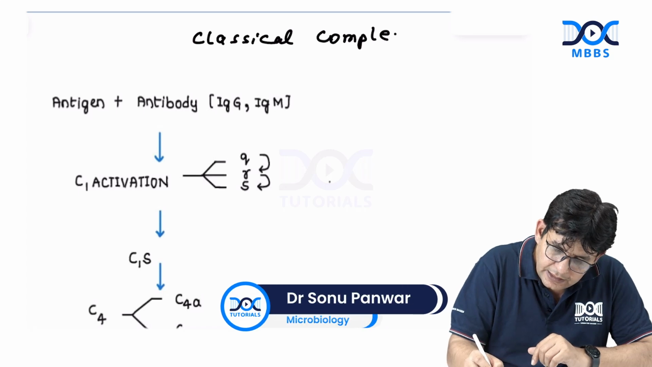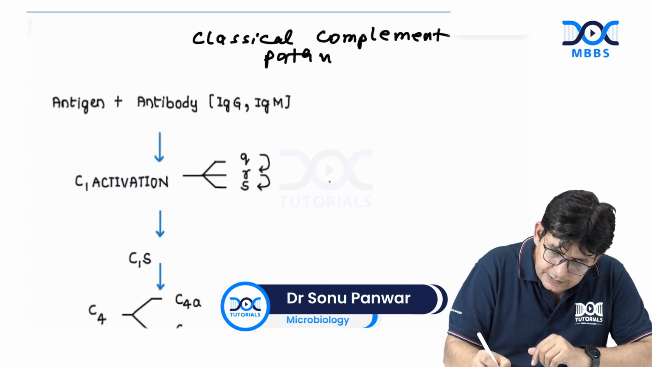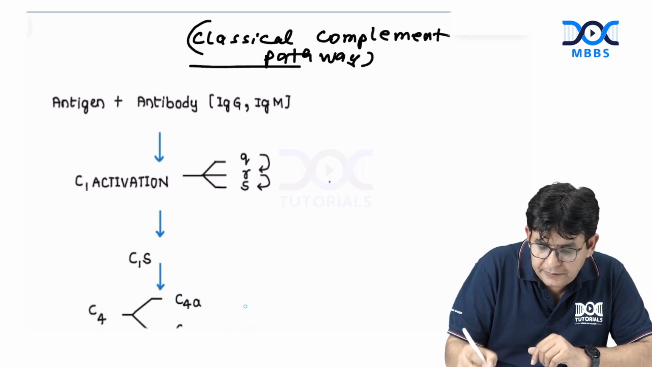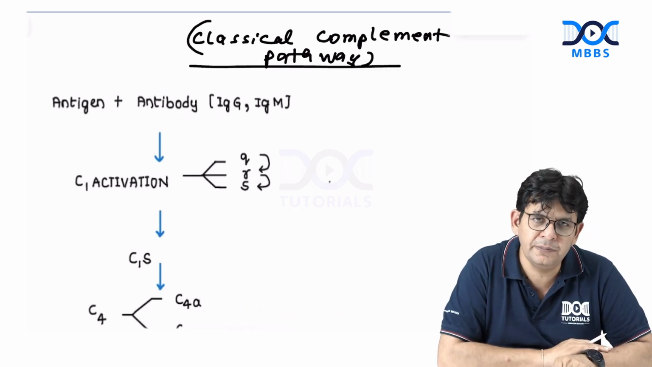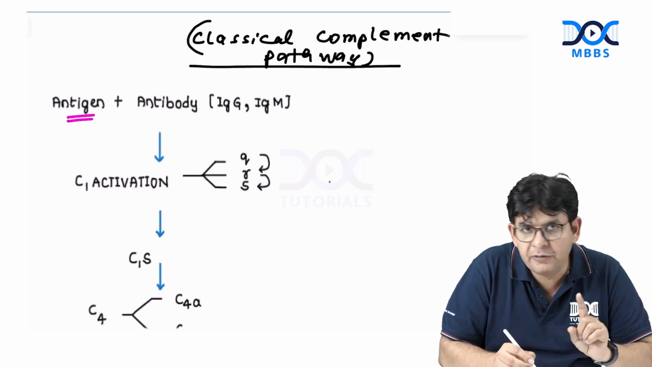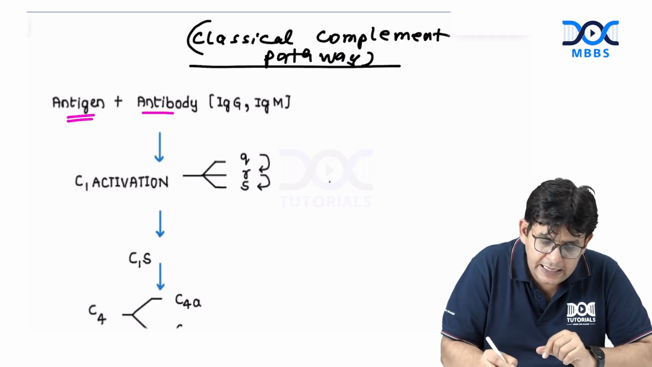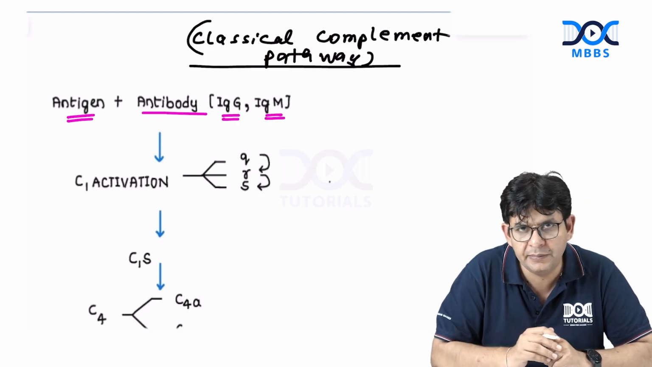The classical complement pathway. In simple language, we'll talk about what happens in the classical complement pathway. So, in the classical complement pathway, what happens, guys? The antigen, I've already told you, some foreign antigen comes, and an antibody interacts with this. Which antibodies? IgG and IgM, they can be there.